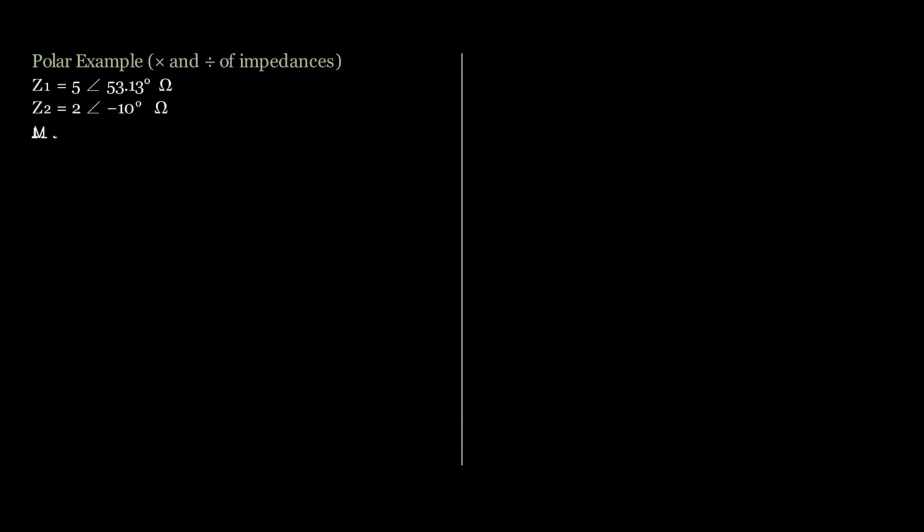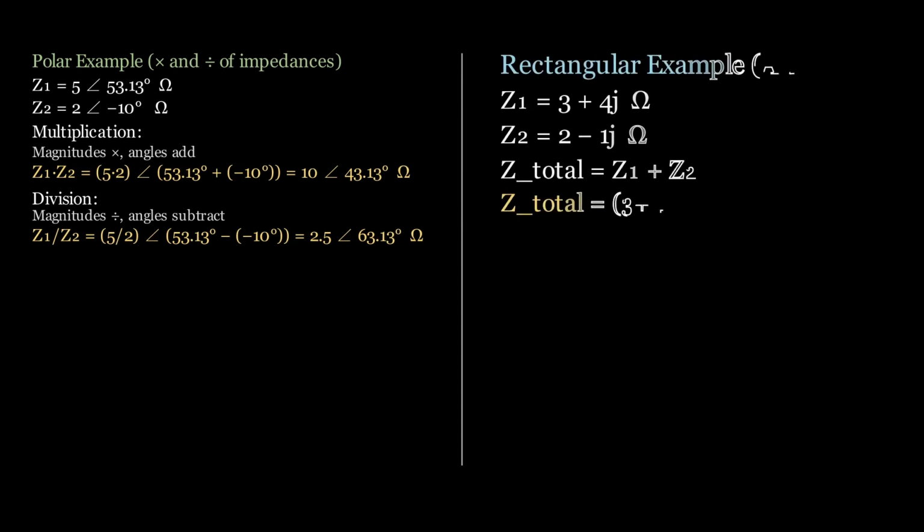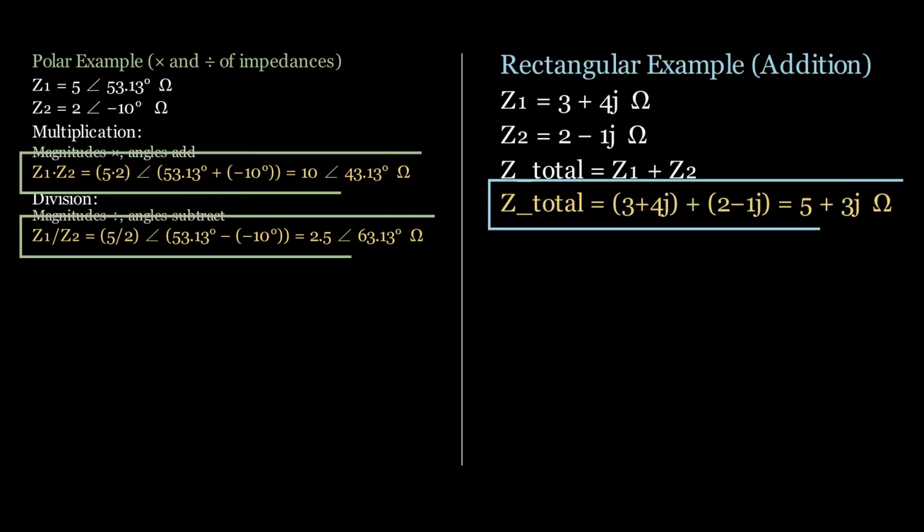To add impedances, group all the real parts and add them. To multiply and divide impedances, group all the magnitudes and perform the multiplication or division operation. For the angles, if two polar forms are being multiplied, then the angles are added. If two polar forms are being divided, then the angles are subtracted from each other.